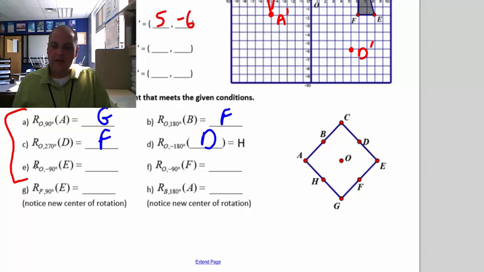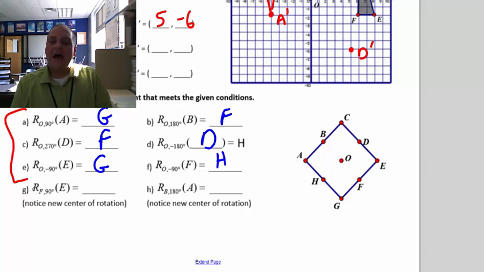All right, and negative 90, E. All right, so now we're doing clockwise. Clockwise is negative, so negative 90 is going to go to G. Okay, F, negative 90. F negative 90 is going to go to H.